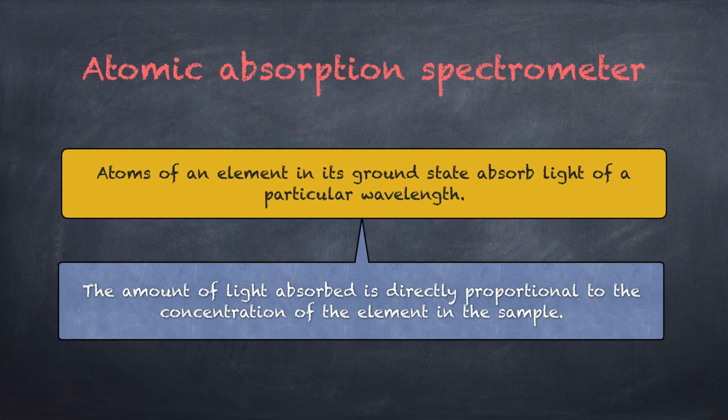The principle behind AAS is that atoms of an element in its ground state absorb light of a particular wavelength. The amount of light absorbed is directly proportional to the concentration of the element in the sample.